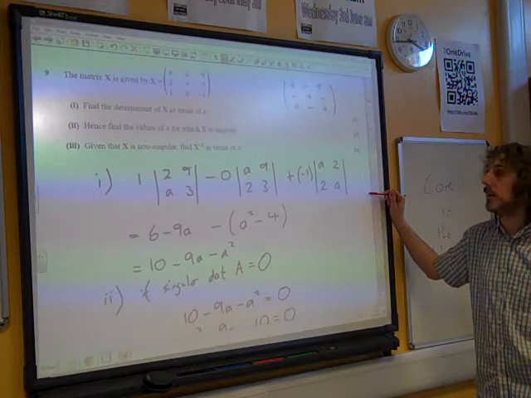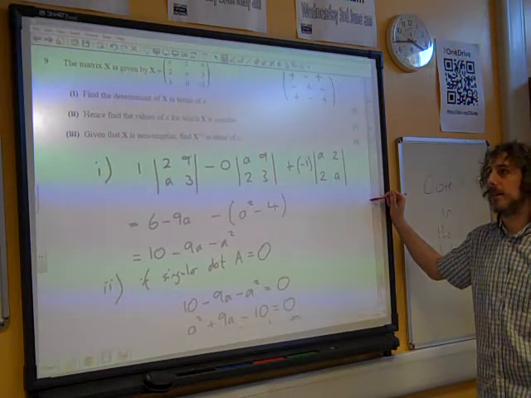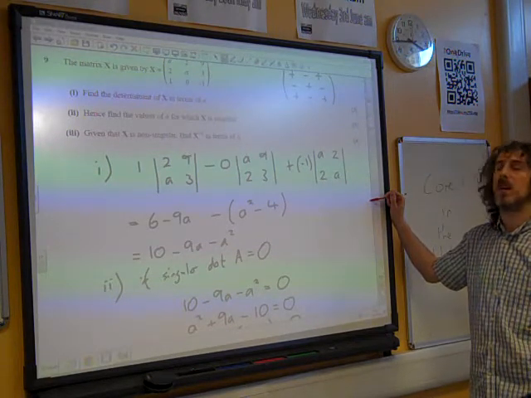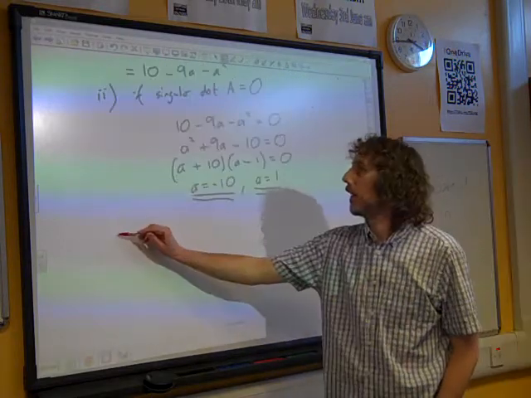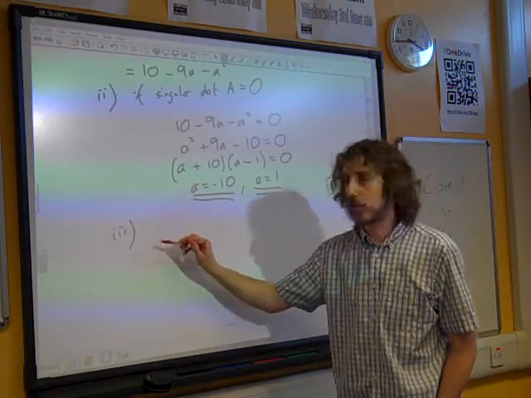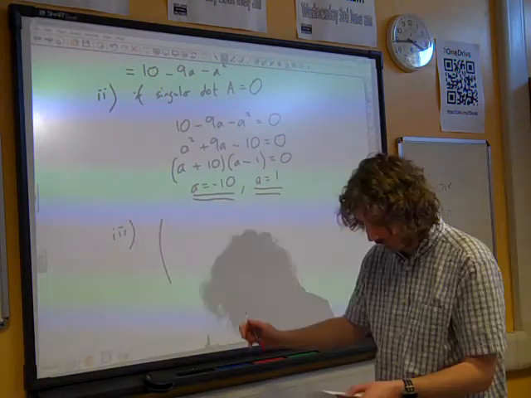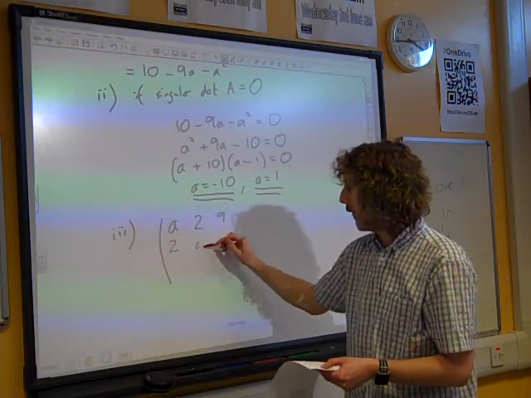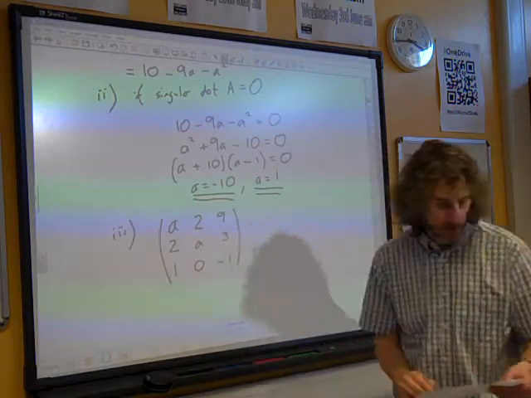That's great, isn't it? Given that X is non-singular, find the inverse of X in terms of A. Not really that difficult, it's just a big hassle, isn't it? So, part 3. I can't see the matrix anymore, so I'm just going to write it again so that I've got it. A 2 9, 2 A 3, 1 0 minus 1.